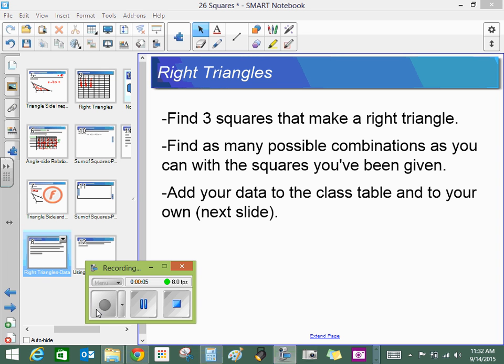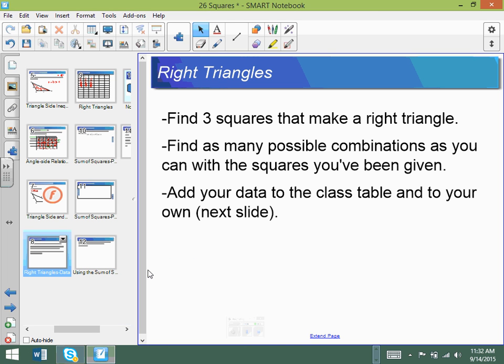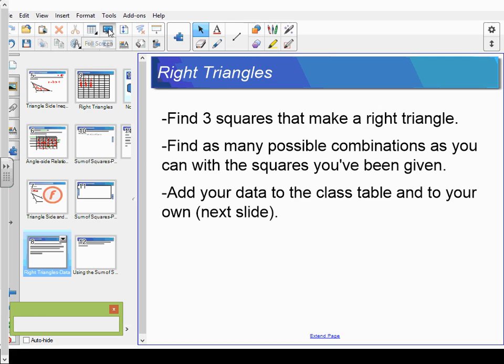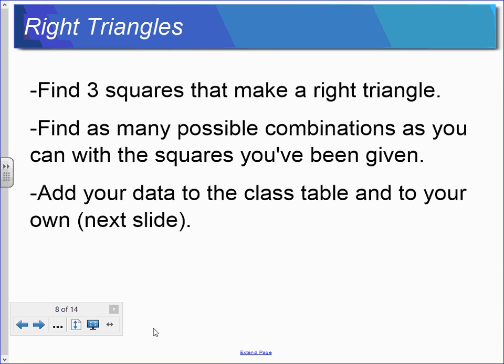Let's pick up where we left off in class today. Recall that you were taking the 26 squares, the 1 by 1, the 2 by 2, all the way up to the 26 by 26, and you were trying to create what we called an empty triangle. Specifically, when we left off, I asked that you try to find 3 squares that would make one, and then you contributed some data back towards the end of the period.